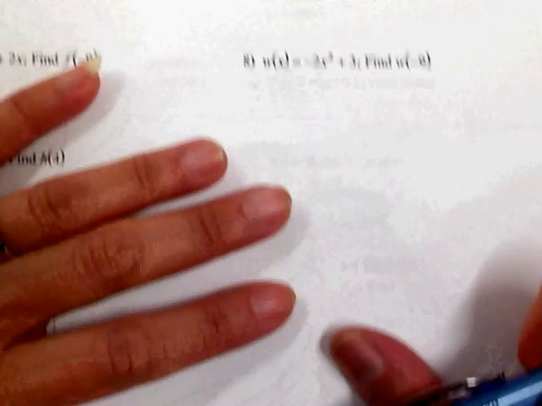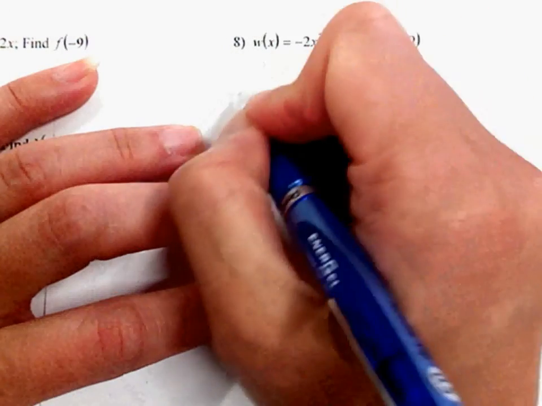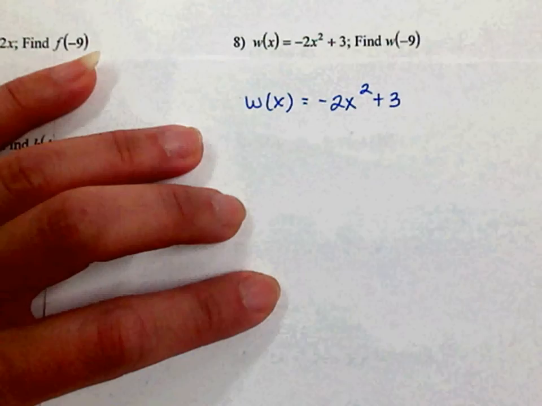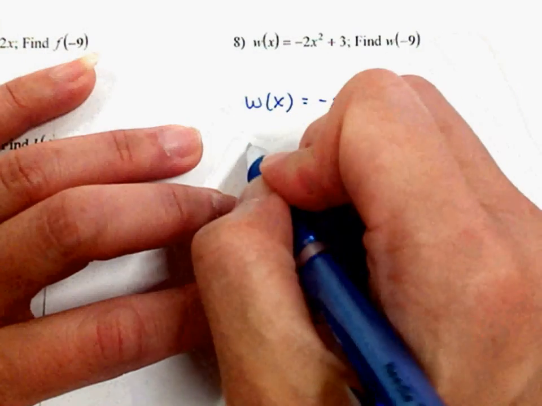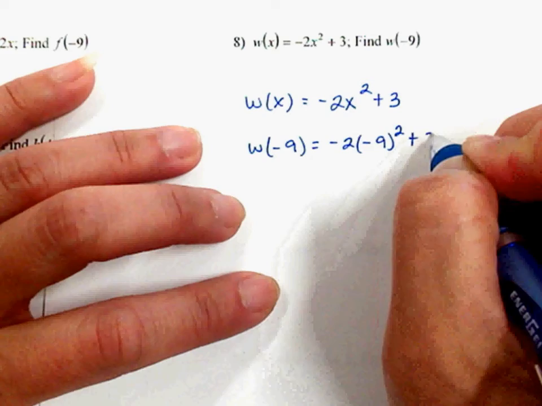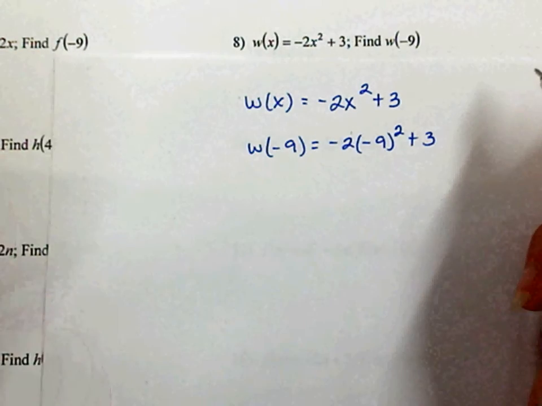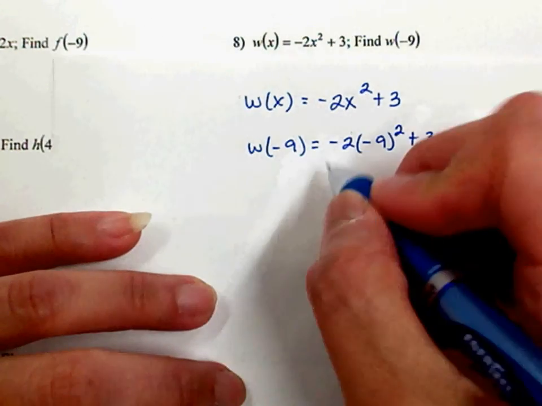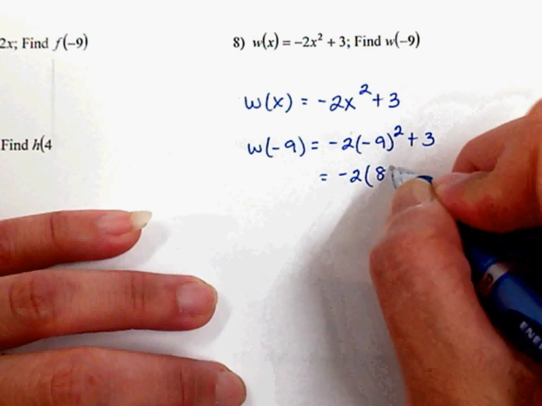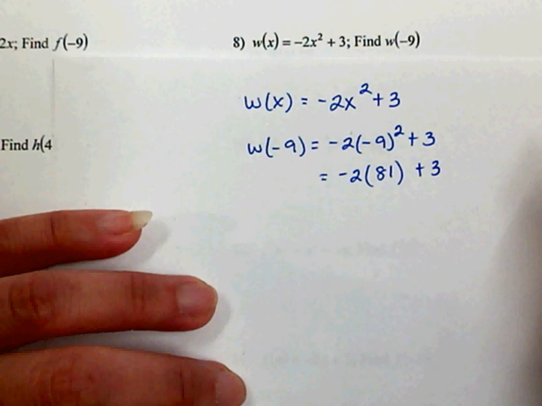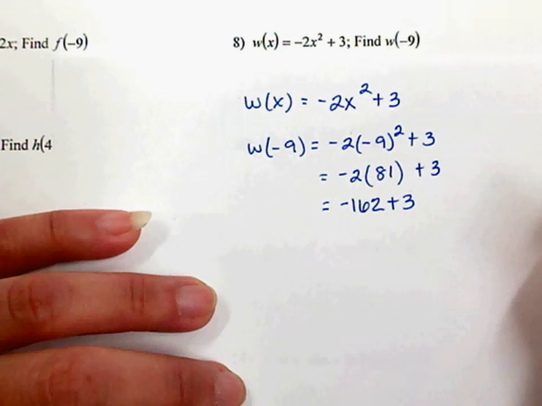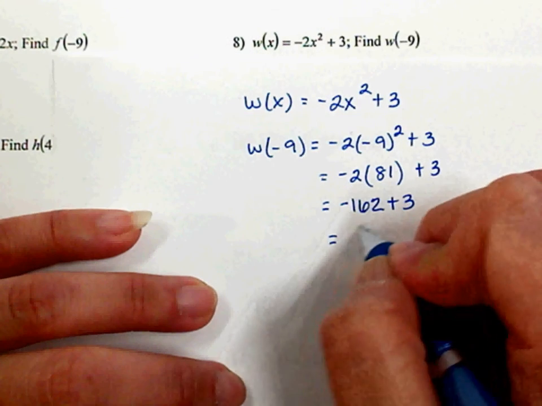Number 8. Number 8, you have w of x equals negative 2x squared plus 3. And it says my x is negative 9. So w of negative 9 equals negative 2 times negative 9 squared plus 3. Okay? I need to see that you understand order of operation. So first thing, negative 2, exponent first. Negative 9 times negative 9 is positive 81 plus 3. So you take care of your exponent first. Negative 2 times 81 is negative 162 plus 3. And negative 162 plus 3 is negative 159.